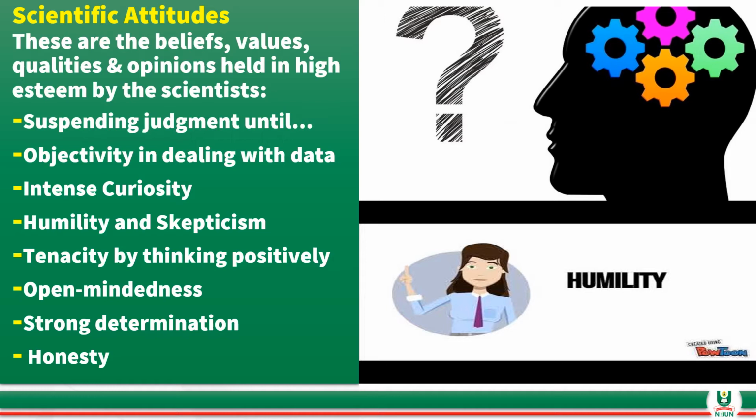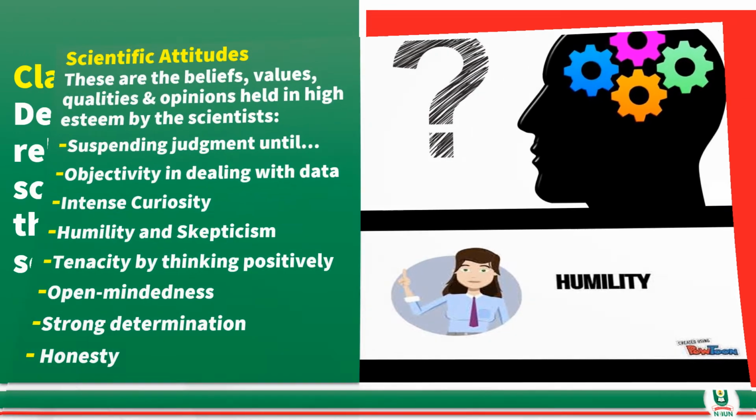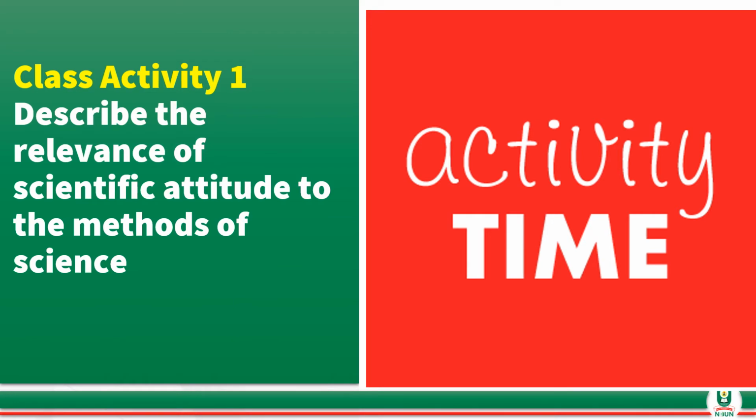They ask questions, divergent and convergent, questions of what, how, when, where, and why. So these are some of those things. Now at this point, get your pen and describe the relevance of scientific attitude to the method of science. We have explained the process of science earlier, and now we have explained the scientific attitudes. So establish a relationship and send it to our discussion forum.